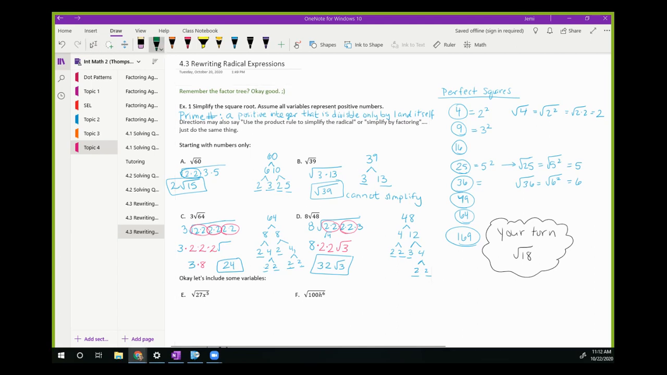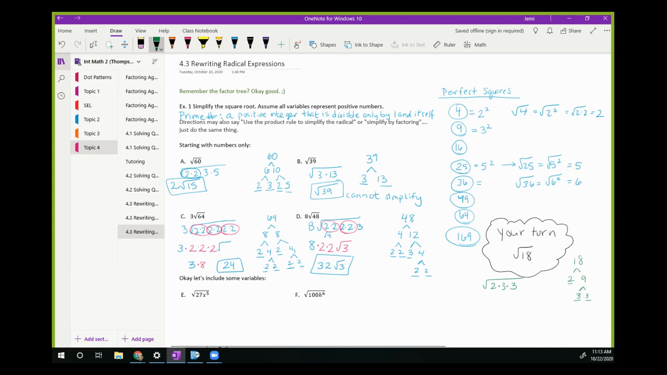Good. So when you do your factor tree of 18, I see 2 and 9 first. I'm going to write that. And then I get a 3 and a 3. Okay. So when I rewrite my radical, I have 2 times 3 times 3.